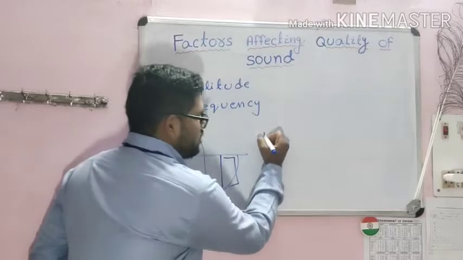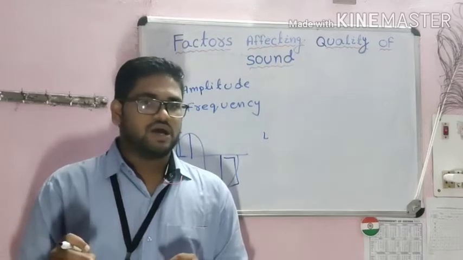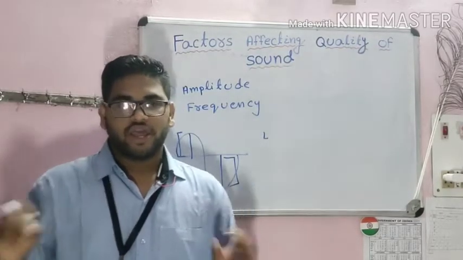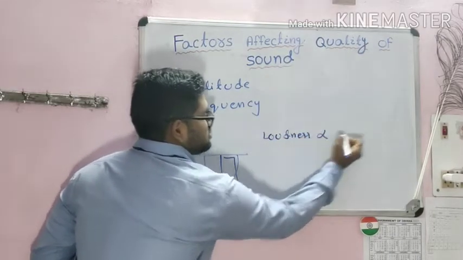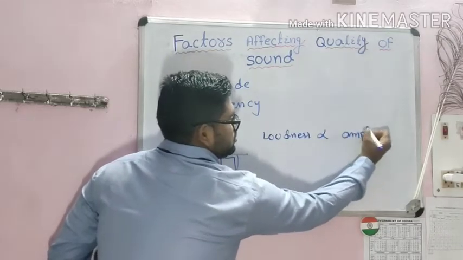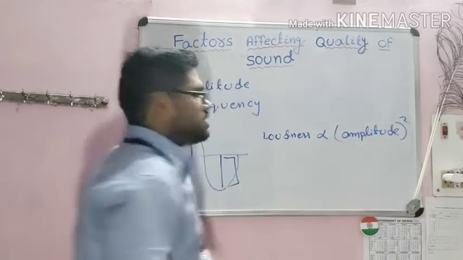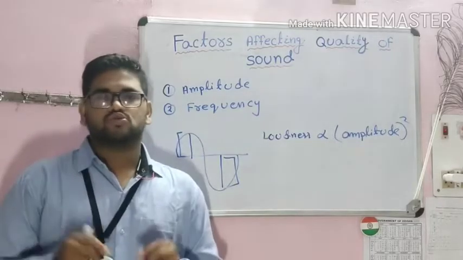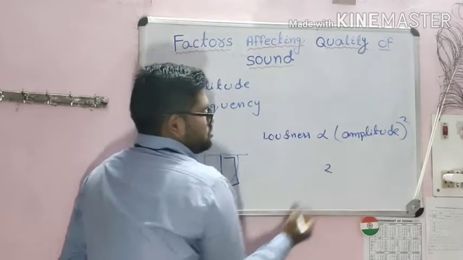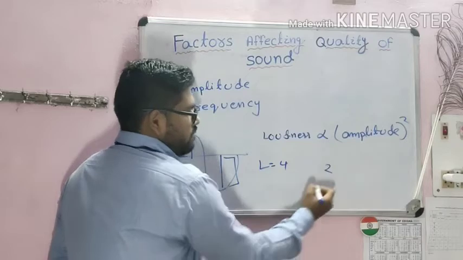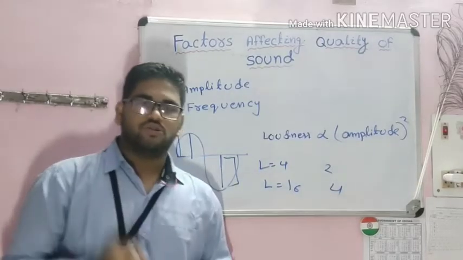The loudness of the sound is directly proportional to the square of the amplitude. You can write there, loudness is directly proportional to amplitude squared. Here, if the amplitude is 2, then the loudness will be 4. If the amplitude is 4, then loudness will be 16 times. So this is the relation between loudness and amplitude.